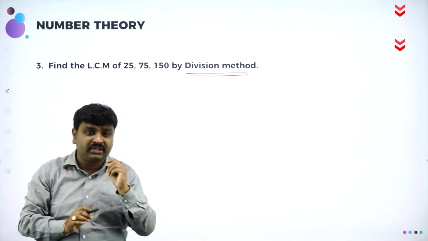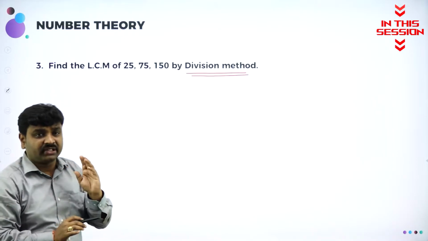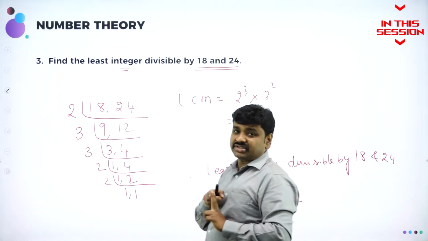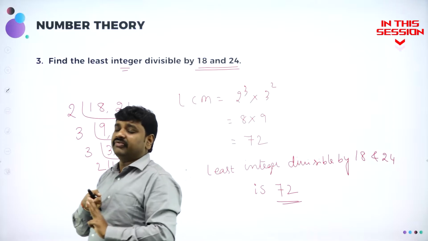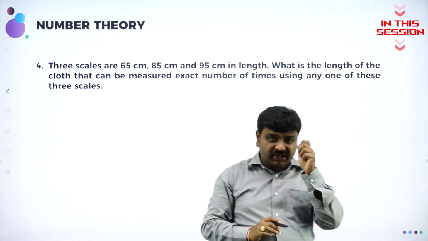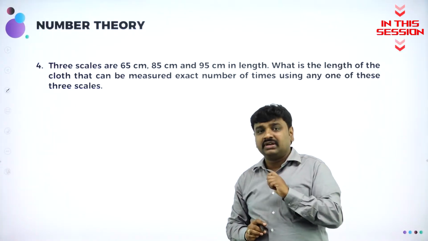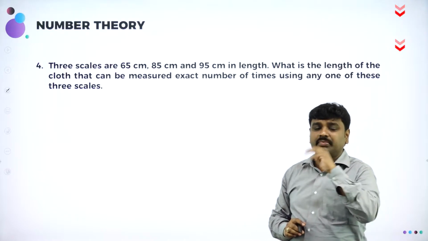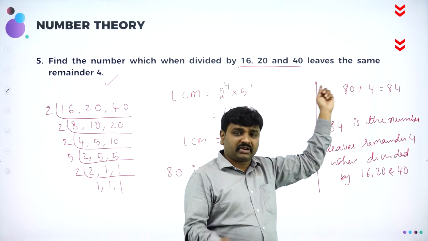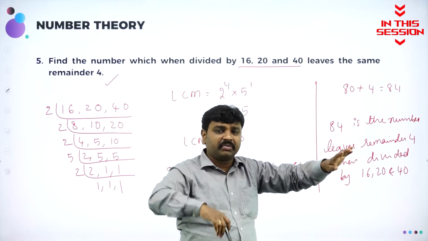For the 3 numbers' LCM, if they mention you to find it by the division method, do it that way. The second problem we have done by the factorization method. The third we have done by prime factors, which is the division method. So first read the question, understand what is given, and see which is the better method. It is divisible by all 3, but for 80 if you add the remainder 4, it will become 84.